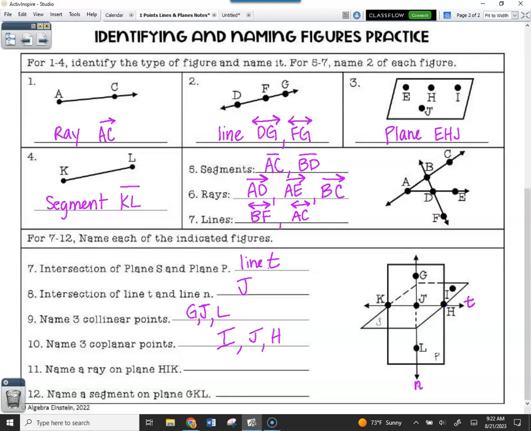Find a ray that is on the plane HIK. HIK is the flat one. Name a ray that would be on it. Well, it's going to come from this line right here, right? So if I'm naming a ray, I need how many letters to name a ray? 2. So name one. H and K. And if we were naming a ray, we need to do what symbol above it? Start and keep going, right?